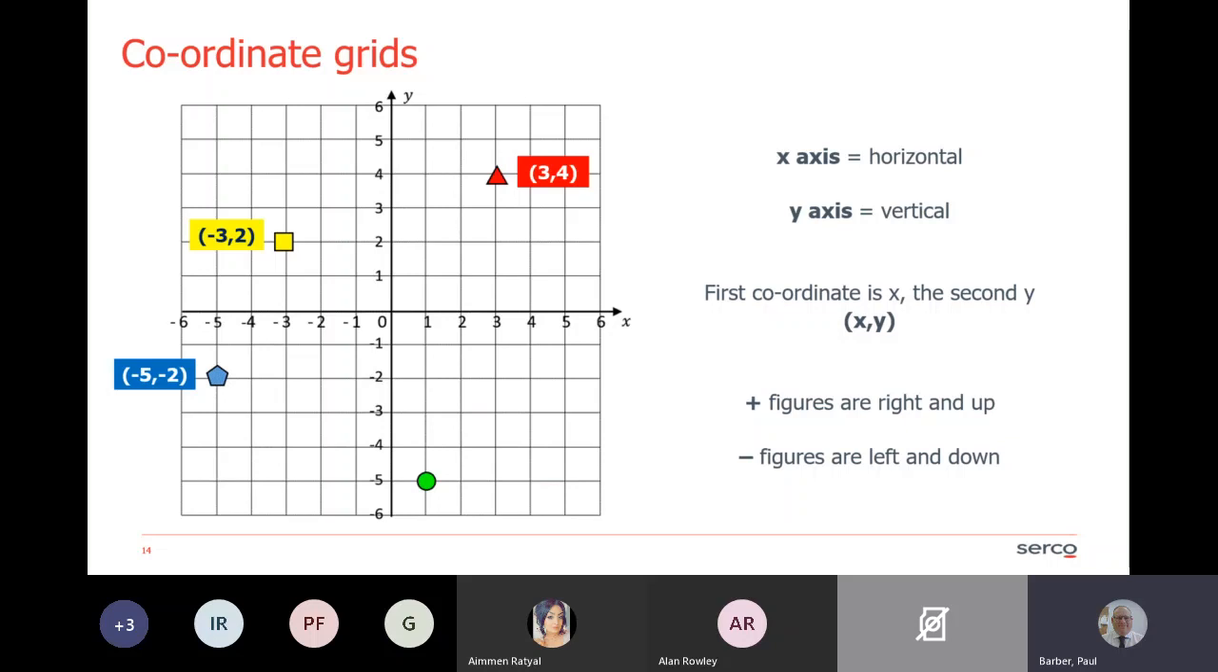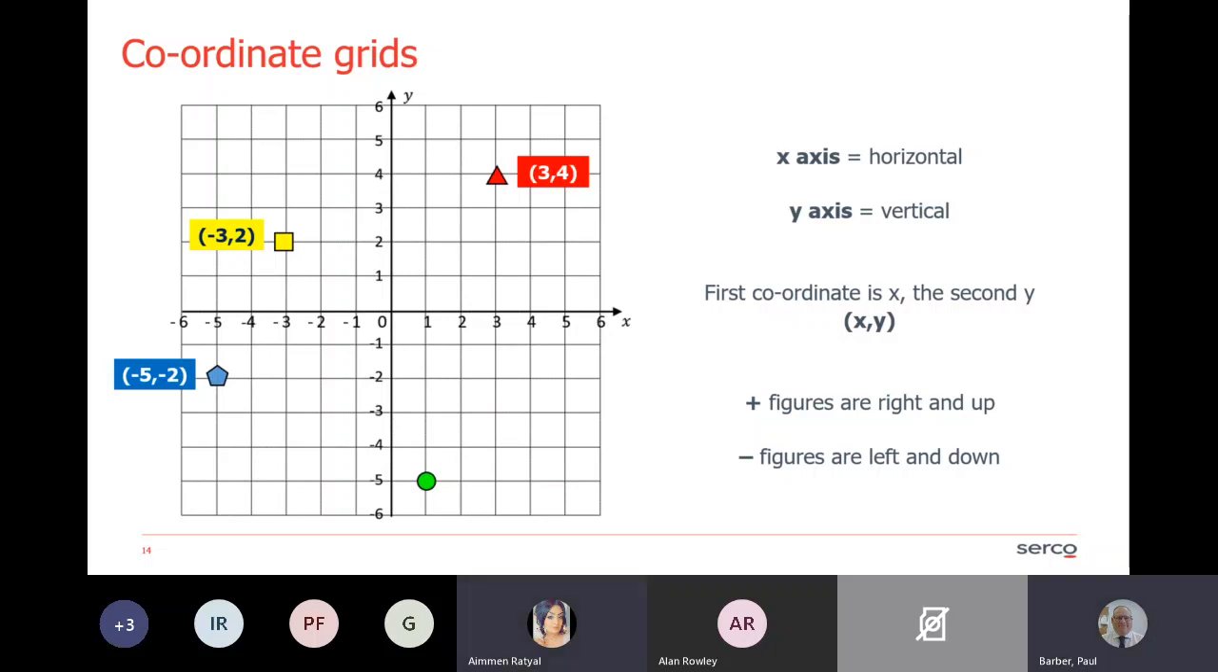And then finally, before I click it, can anybody suggest what the coordinates would be for that green dot on the screen? So remember, x is first and then y. Anybody in the chat? We've got 5, 1. Any others?